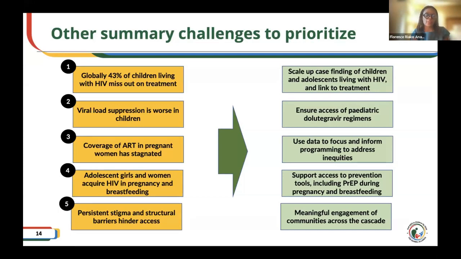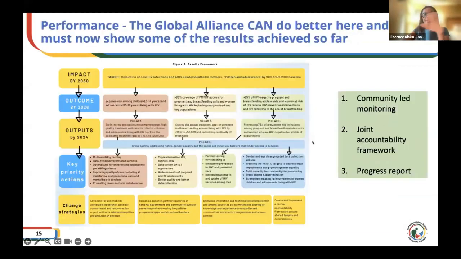So how do we identify what challenges still remain and who is being missed so that we can close that gap? I spoke about adolescent girls and women acquiring HIV in pregnancy and breastfeeding, and of course, the persistent stigma and discrimination.